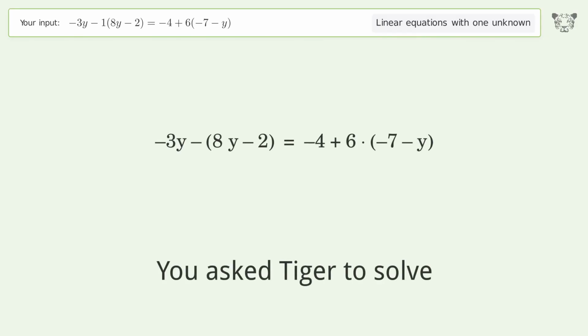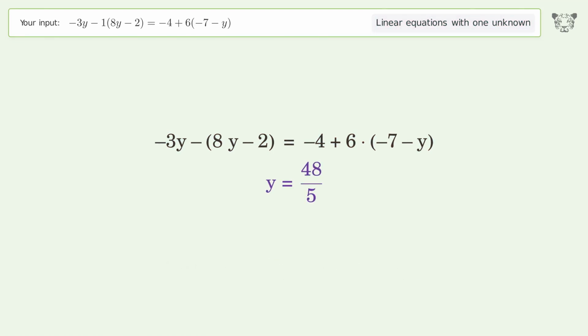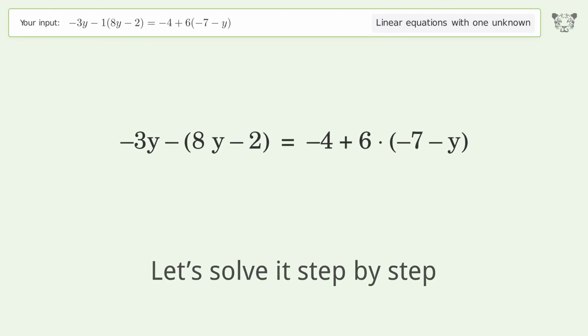You ask Tiger to solve this. It deals with linear equations with one unknown. The final result is y equals 48/5. Let's solve it step by step.